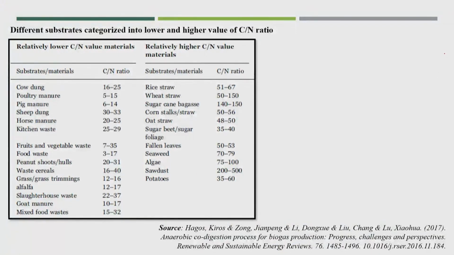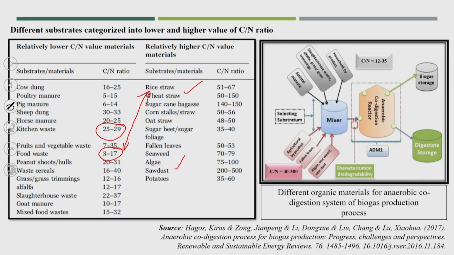Now, you see that different substrates have different carbon to nitrogen ratios. Here, kitchen waste is 25 to 29, and if you take sawdust or other kinds of agriculture residue, they will have a higher carbon to nitrogen ratio. Food waste is 3 to 17, so this is not optimum. By mixing these at a particular concentration, we can attain the proper carbon to nitrogen ratio. So, if you mix high C/N ratio and low C/N ratio substrates in the same reactor at proper concentration, we can get proper biogas production and also good quality digestate.